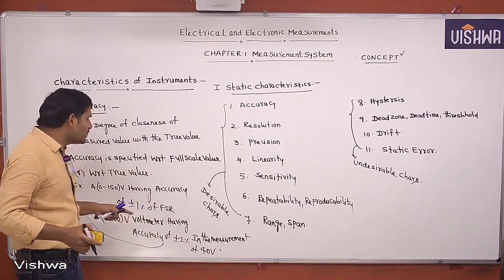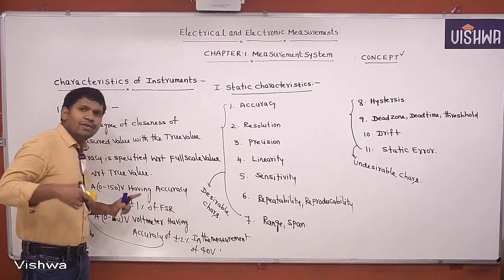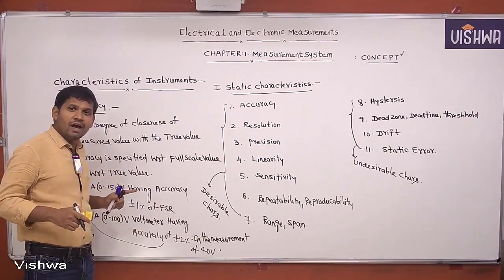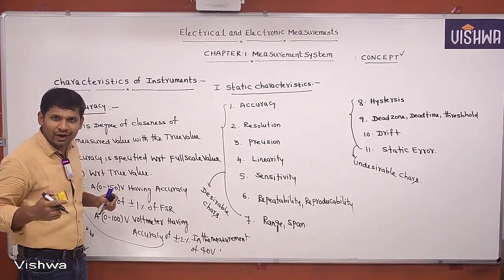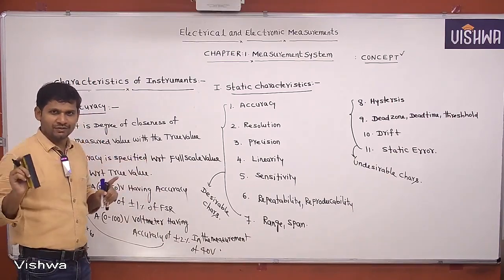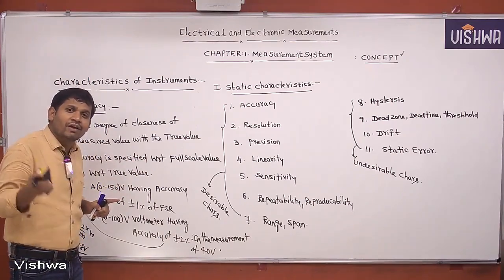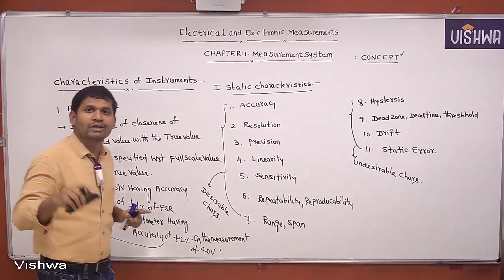For example, it is specified like this: a 0 to 150 volts voltmeter having accuracy of 99%, having accuracy of 40%, having accuracy of 10%, like that it is specified. Then you take it directly as accuracy. If it is specified with plus or minus, even though it is an accuracy specification, then you take it as an error, not accuracy.